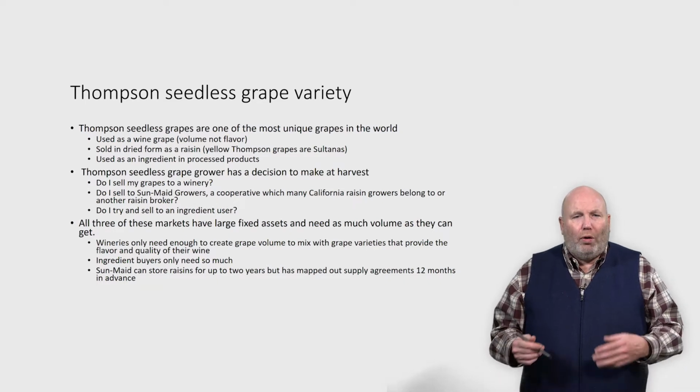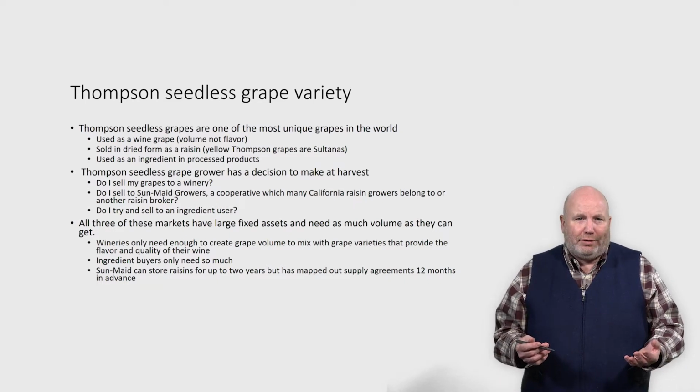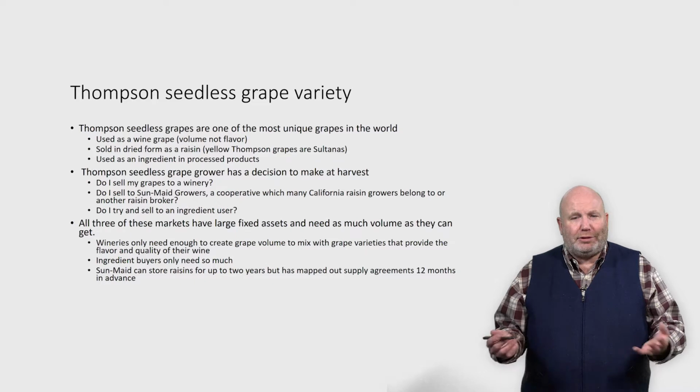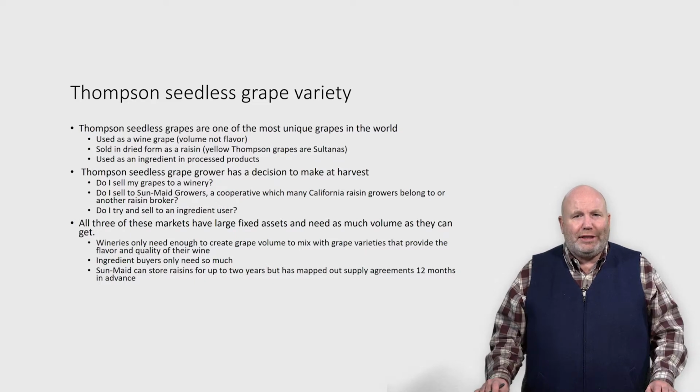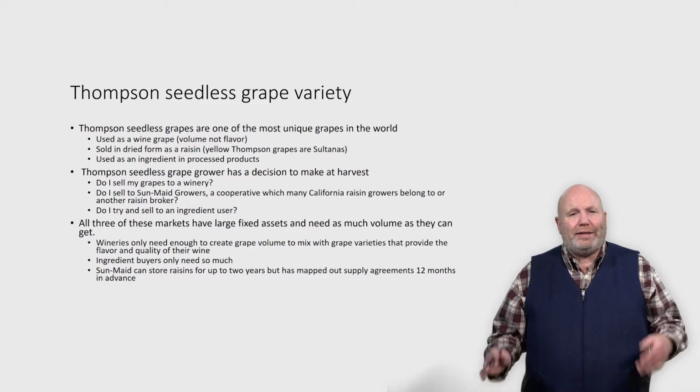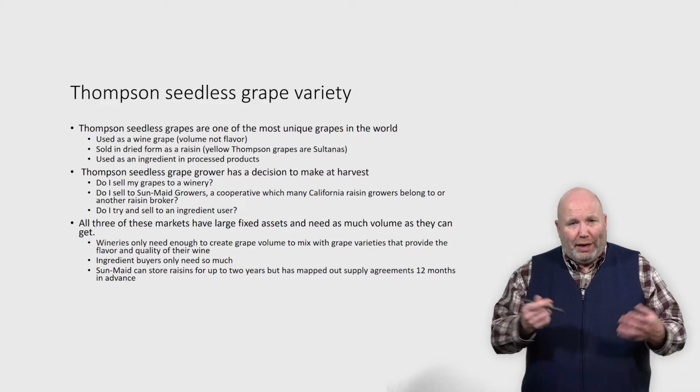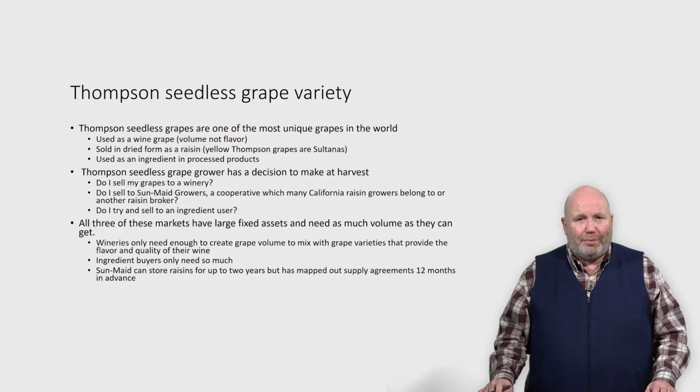Or I can sell it in dried form as a raisin grape. So it could be yellow Thompson grapes or sultanas. You often see those in the grocery store. Or I can use it directly as an ingredient in processed products. I could try to identify someone who wants to buy this as an ingredient and sell it.